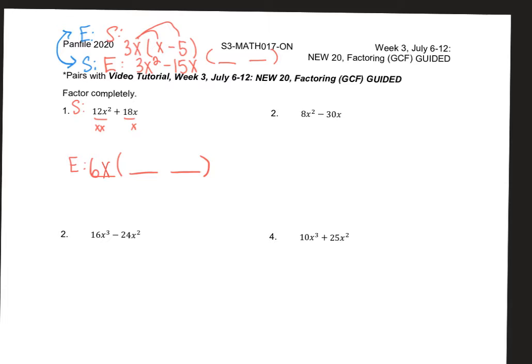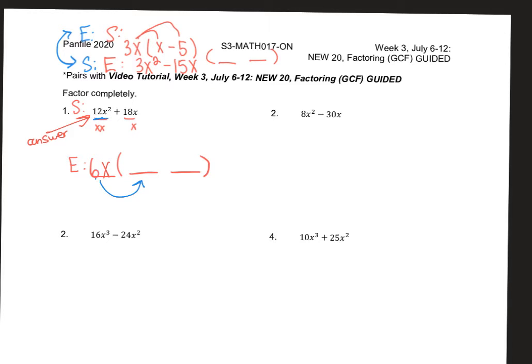So now the name of the game is basically working backwards. How do I get from 6x? What do I multiply 6x by? What do I distribute in to get back to 12x squared plus 18x? Because I know the answer, if you think about it like that. If this is my answer, and I have this 6x, what would I distribute to the 6x? 6x times what would get me 12x squared?